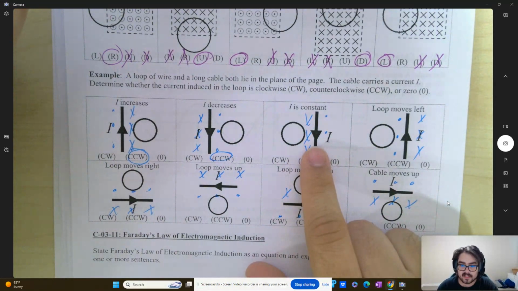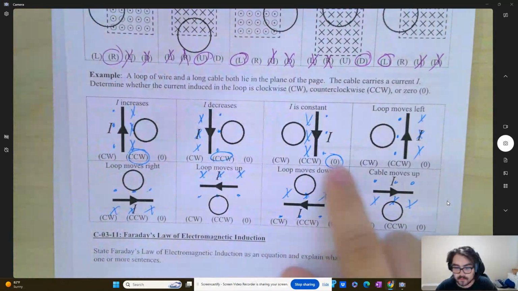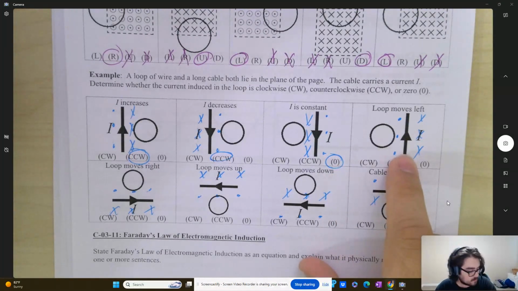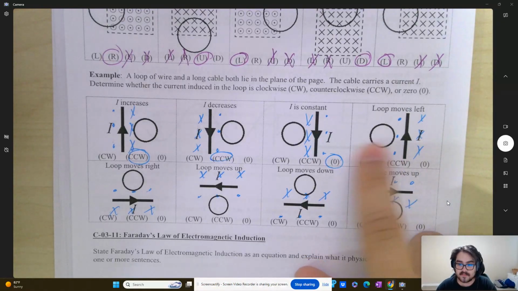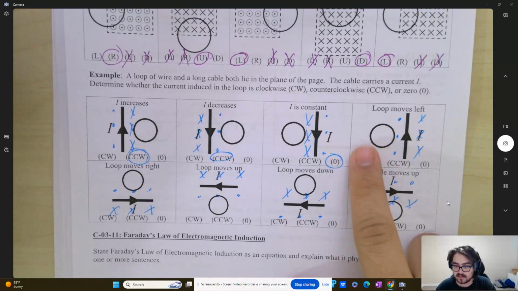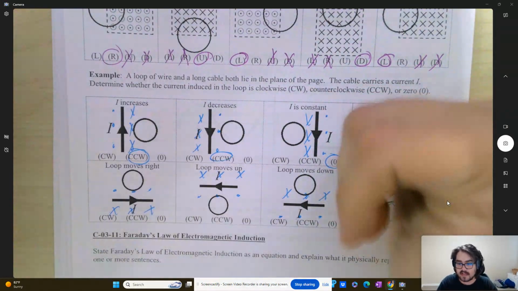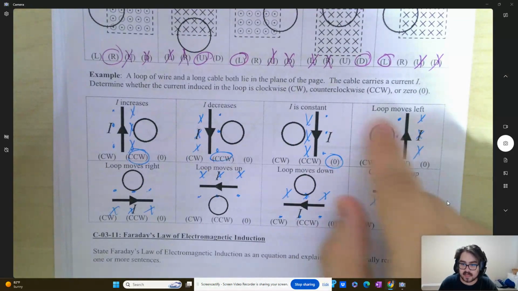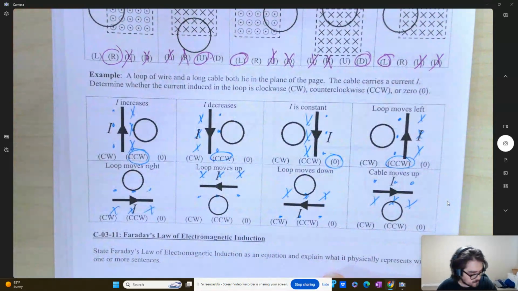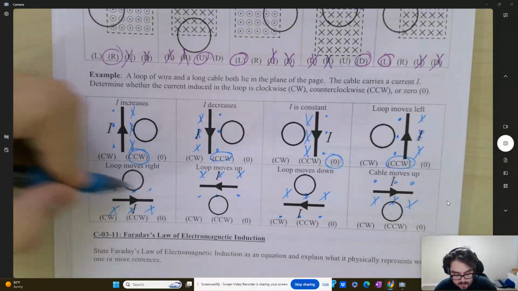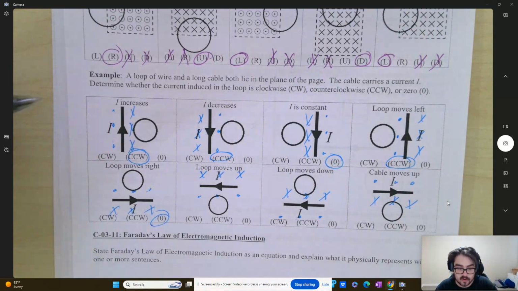If the current's constant, then nothing's changing here. So there would be no change in flux there, okay? Or there would be no induced current. Loop moves to the left, okay? If we move it to the left, it's getting further away, so it's decreasing, okay? The B field strength is decreasing, so we would use our right hand, okay? And that gives us a counterclockwise, okay? If the loop is moving to the right, then nothing is changing, right? Because it's not moving up or down any. It's not moving at all, okay?